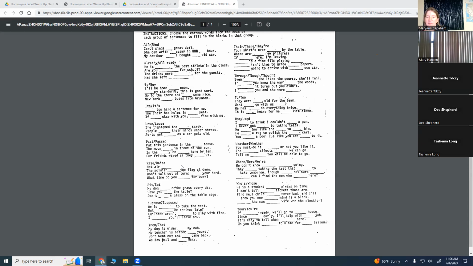How about the soldier? That's something that is being done. R-I-S-E. The soldier rise the flag at dawn? R-A-I-S-E. Yeah. Raised the flag at dawn. We could put it in the past tense, or we could put it in the present tense. Raises, have to plant the S. The flag at dawn. Don't talk out of turn. Is this something you do to get your hand up? Yes. Which one is the active one? R-A-I-S-E. Exactly.